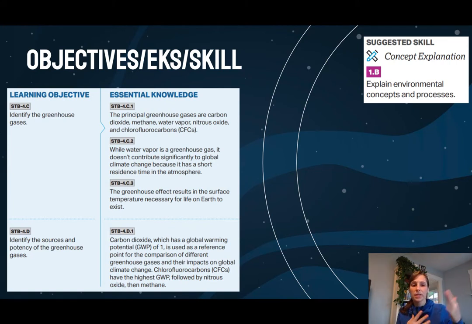the ones that are maybe a little bit more serious, the ones that maybe aren't as big of a deal. And then we're also going to learn about this idea called the global warming potential, which kind of talks about the level of greenhouse effect that some of these different molecules have.